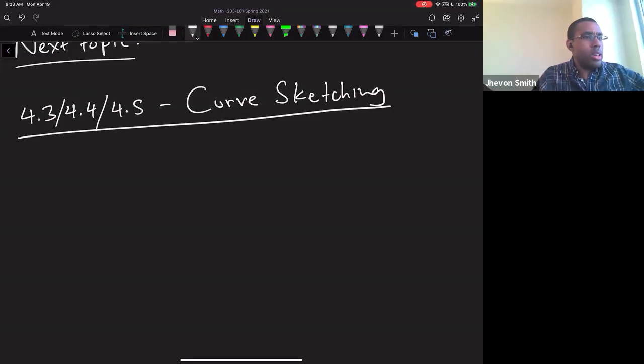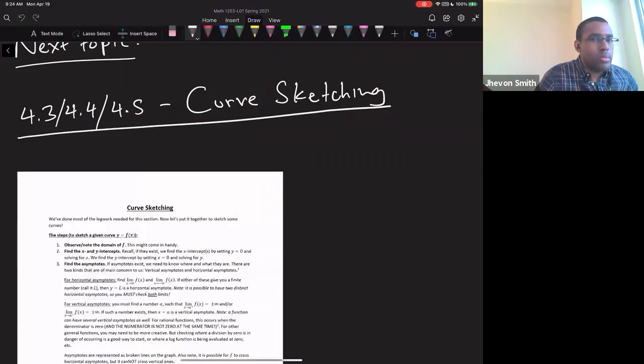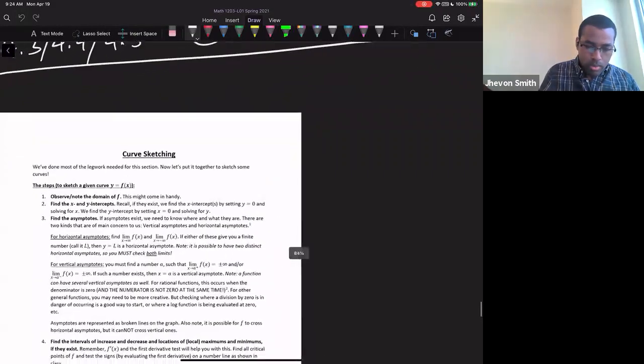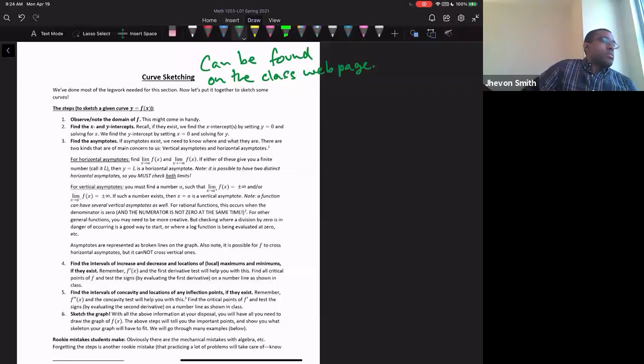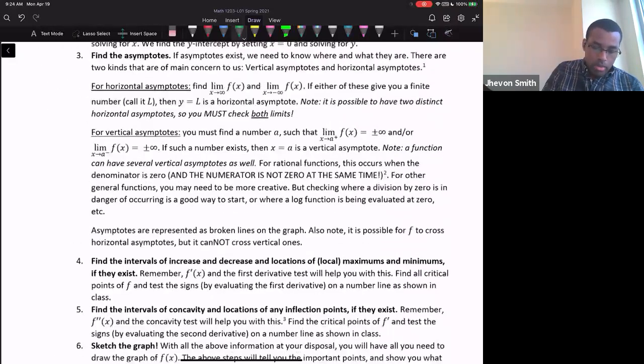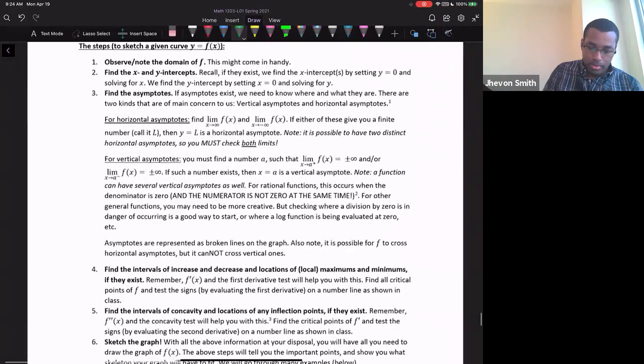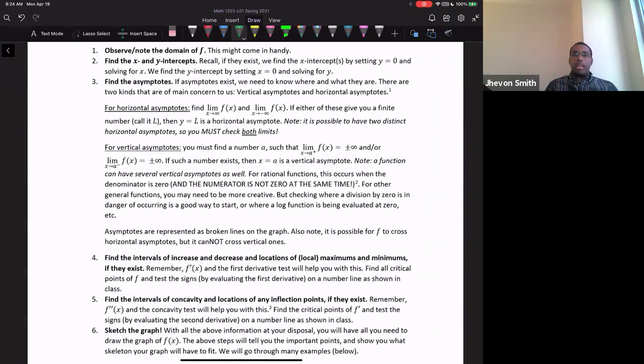And let me just move the handouts here. So the entire process of curve sketching is described in this handout that you can find on the class webpage. There we go. So here's the process to sketch curves. It's another six-step process, which we are now going to have memorized.